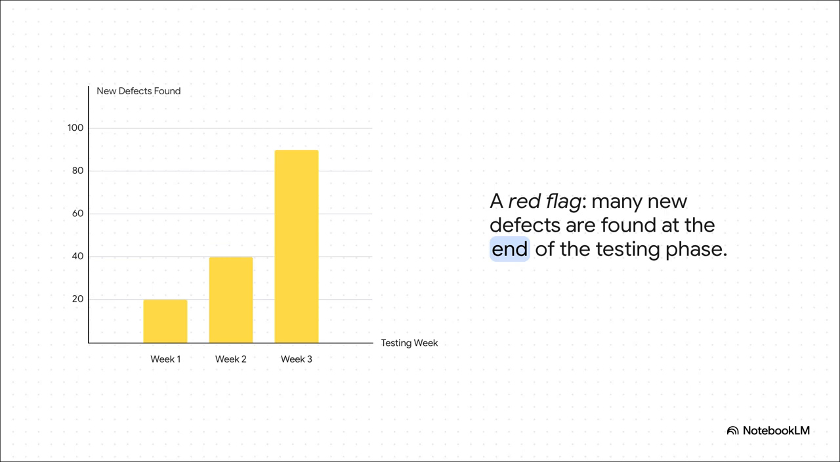But now, look at this one. This is the exact opposite. This is a project that's in deep trouble. See how the number of new bugs is actually going up over time? There's this huge spike right at the end. That is a massive red flag. It basically means that every time they fix one bug, they're accidentally creating 2 more. The software isn't getting more stable, it's getting less stable. It's a sign of a fundamental problem.